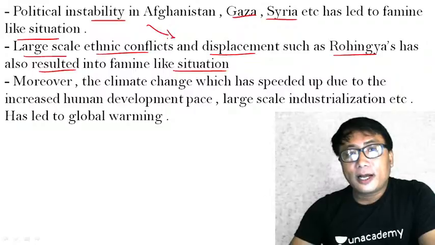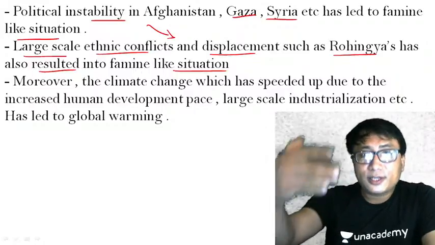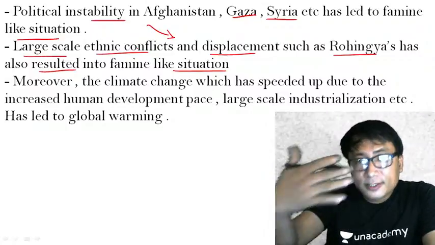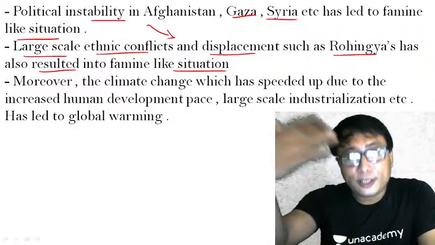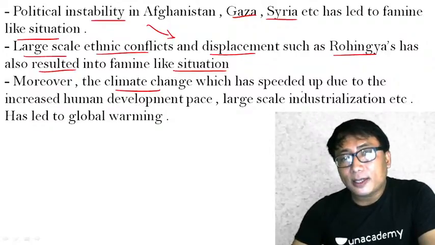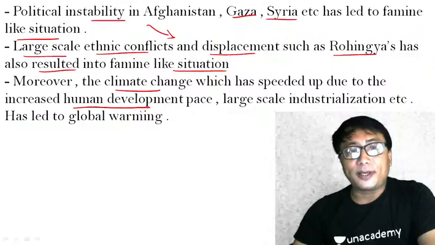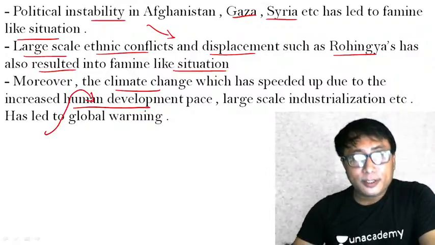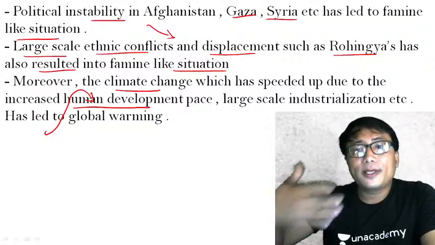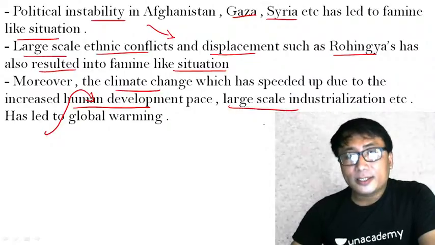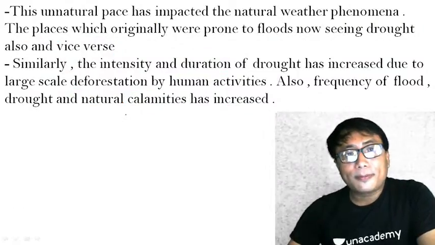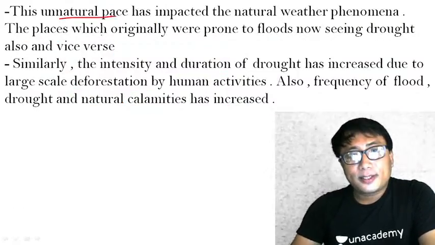All of these I am providing as examples to substantiate the argument that famine can be because of many reasons, but it is largely man-induced. Moreover, climate change, which has speeded up due to the increased human development pace, is anthropogenic, which means human-induced. Because of human action, climate is changing and global warming is happening, because of large-scale industrialization, etc. Once global warming starts, this unnatural pace has an impact.